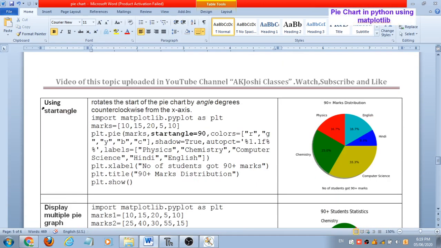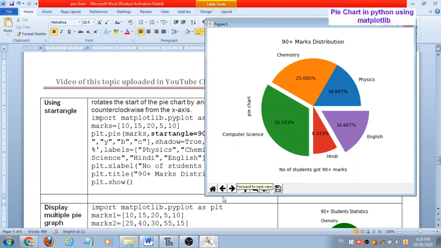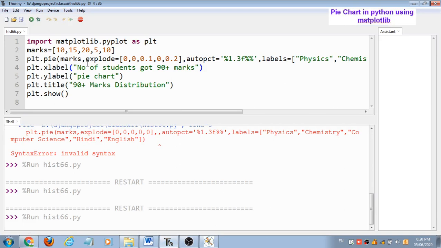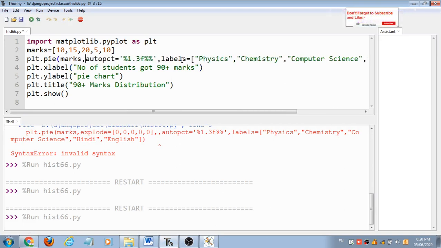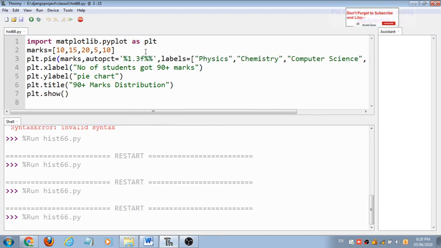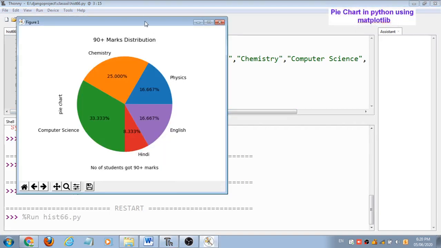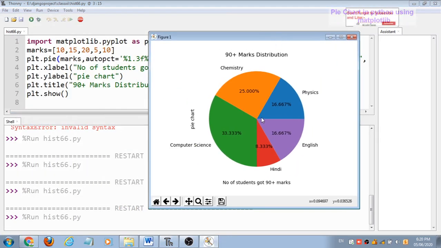Then there is also the start angle, which is very good. Let me delete this explode and make it a default chart. This is a default chart. You can see this chart starts drawing from here, which means this is the starting angle. Suppose you want to draw this chart from somewhere else. This line has the angle 0.